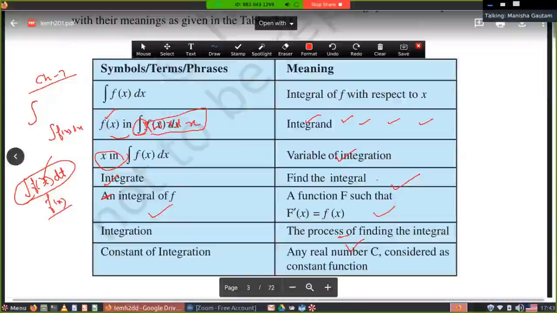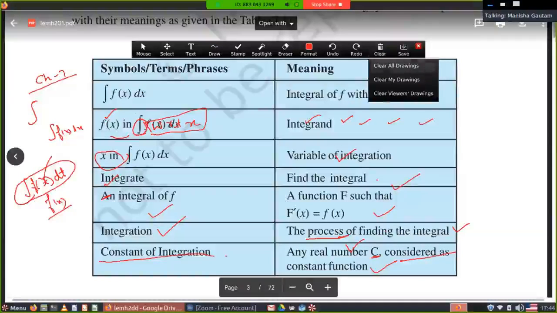When I use the word integration, it means the process of finding the integral. The process which you are applying to do the integration, that is the integration. Constant of integration: any real number c considered as a constant function. In the question, when I integrate, I write the constant c, and this is a real number, and c is known as the constant of integration. These are the important terms which you have to know before we start the integration.